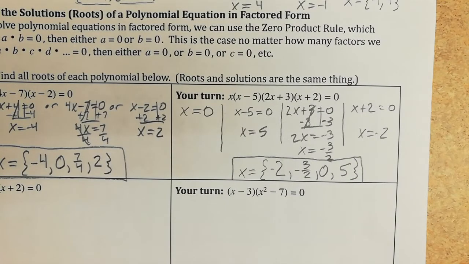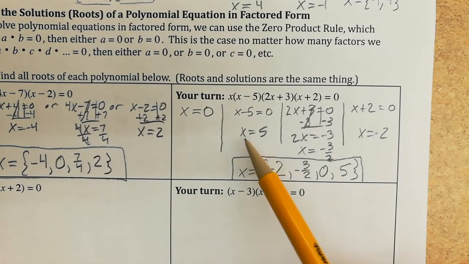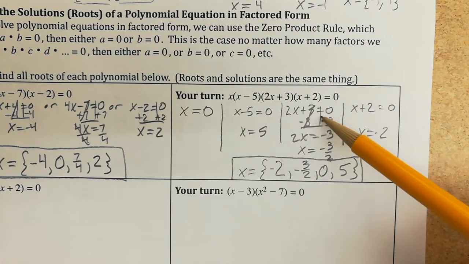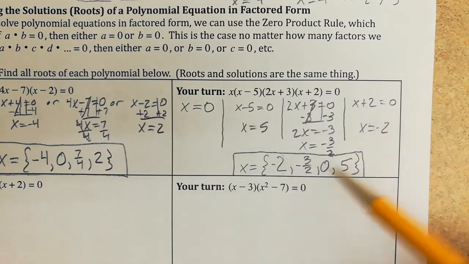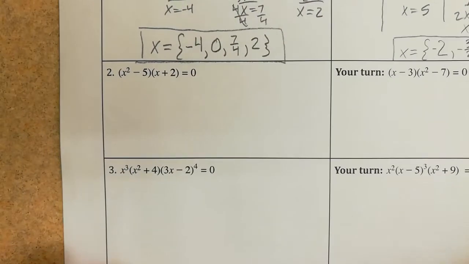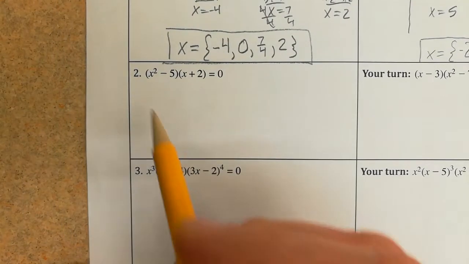Here's what I got. Again, I just took each factor and set them equal to 0. I did a couple of these in my head. Also, there is a shortcut for this style, which we learned about last unit. If you want to use that shortcut, you can. I did it the long way. So my answers were negative 2, negative 3 halves, 0, and 5. Okay, it's pretty much the same idea for all of these. They just get a little bit more complicated as we go.